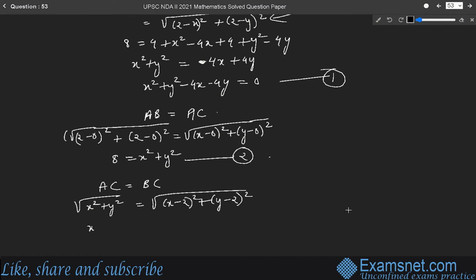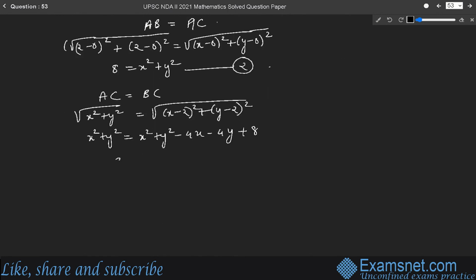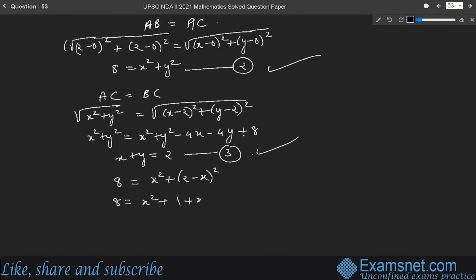So on further solving, it will be x square plus y square is equal to x square plus y square minus 4x minus 4y plus 8, which gives x plus y is equal to 2. Let this be equation number 3. Now from equation 2 and equation 3, we can say that 8 is equal to x square plus (2 minus x) whole square. It means that 8 is equal to x square plus 4 plus x square minus 4x. So on further solving, it will be x square minus 2x minus 2 is equal to 0.